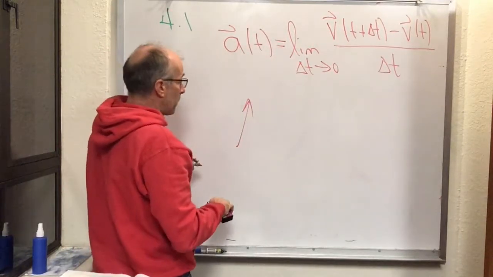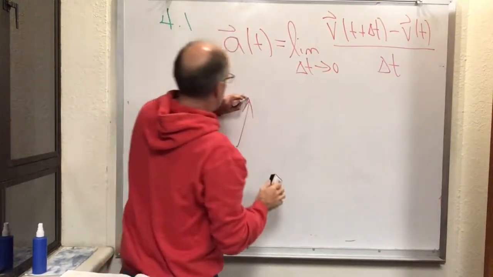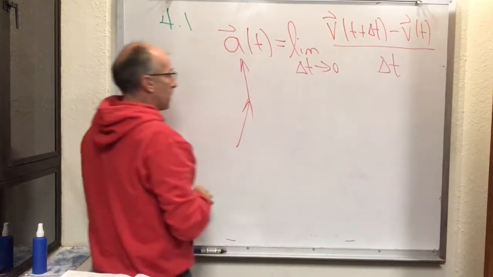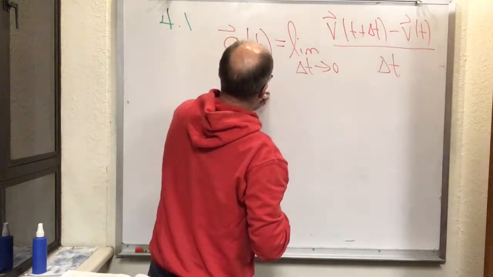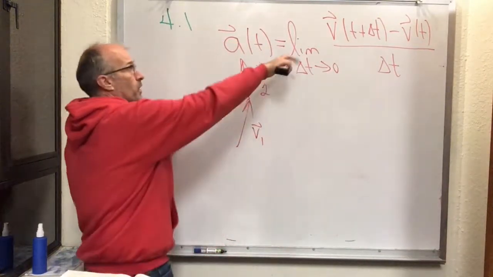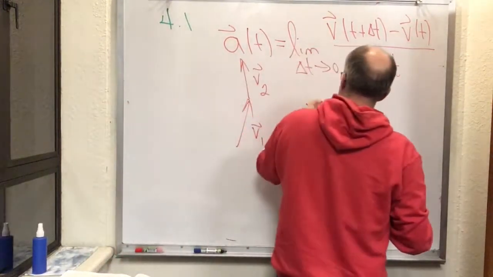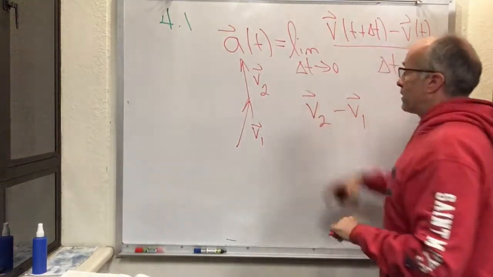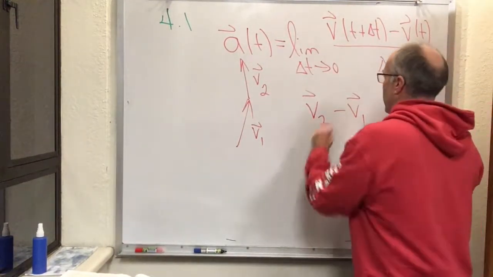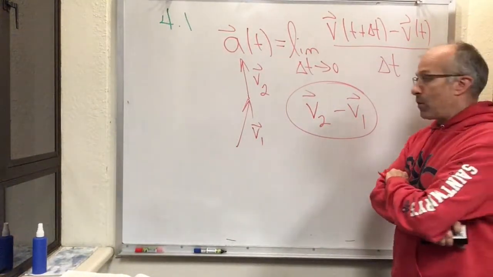Okay, now just a little bit later, maybe I'm going this way, okay? So here I am going this way a little bit later. So this could be v sub 1 and this could be v sub 2. And we see that in order to calculate the acceleration, we need to calculate v2 minus v1. We need to divide all that by delta t and take the limit that delta t goes to 0. But the really important thing here is that we need to take the difference of v2 and v1.